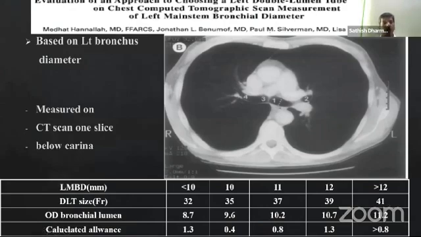This is very important because sometimes when you use a very small size in a bigger bronchial diameter, malposition, and the tube coming into the carina or into the trachea, is more common. So you have to use the appropriate tube when you select it.